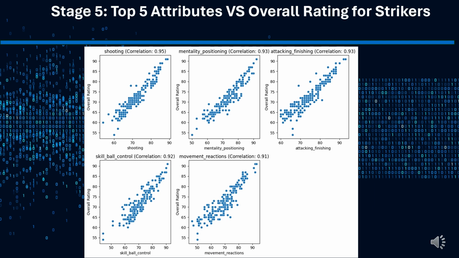Here we have the top 5 attributes against the overall rating for male strikers in the game. As we can see, shooting has the highest correlation from the scatter graph with a 0.95. Next, we have mentality, which comes under positioning with a correlation of 0.93. As we move onwards to attacking, in terms of finishing, there's a correlation of 0.93. As we go down to ball control, there's a correlation of 0.92. And finally, in terms of movement under reactions, there's a correlation of 0.95.